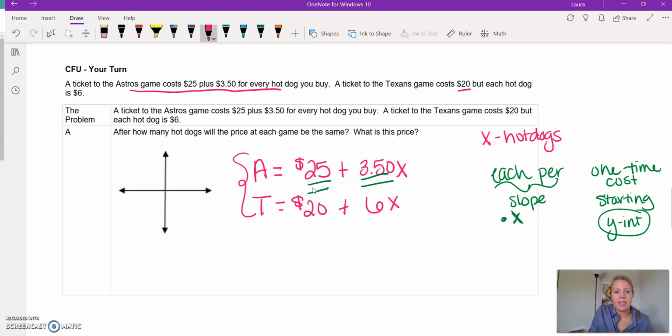So the question is asking, after how many hot dogs will the price at each game be the same? Keyword is "the same." We want to graph both of these and see where they are the same. Where are these two equations the same?